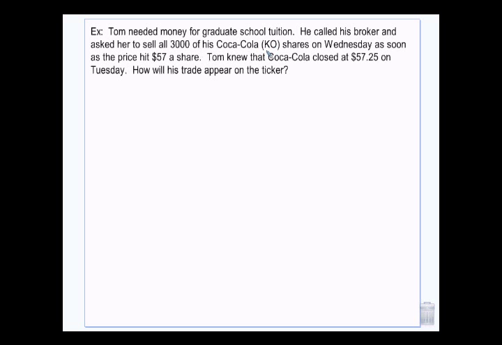All right, so we've got Coca-Cola, KO. Okay. 3,000 shares. $57 a share, so at 57. And it would be down 25 cents.